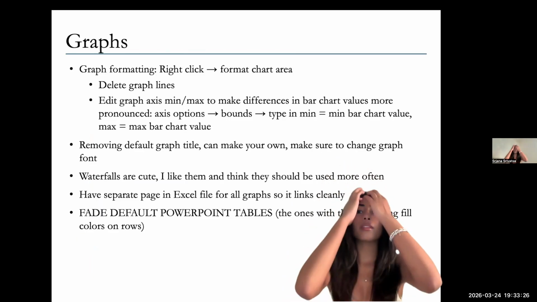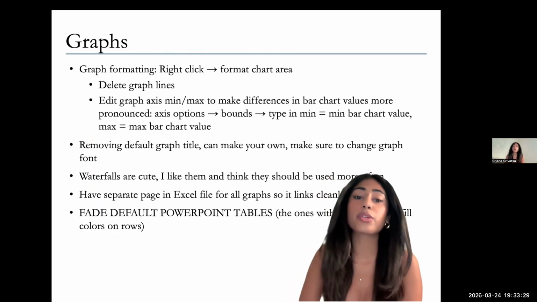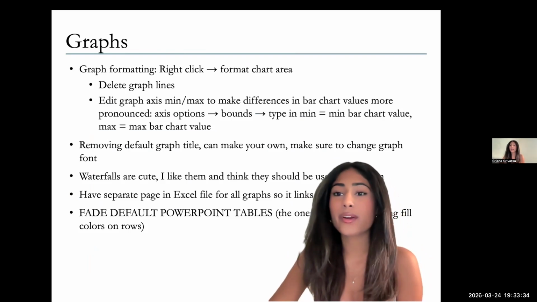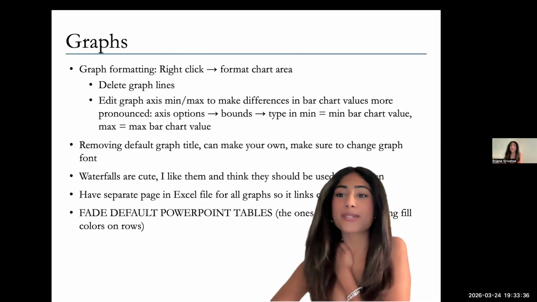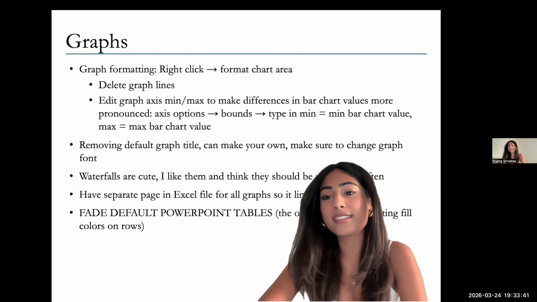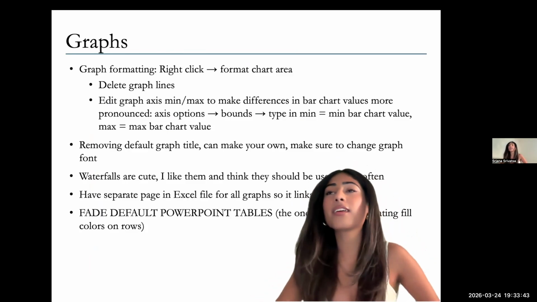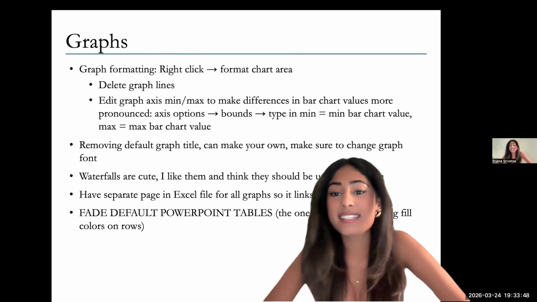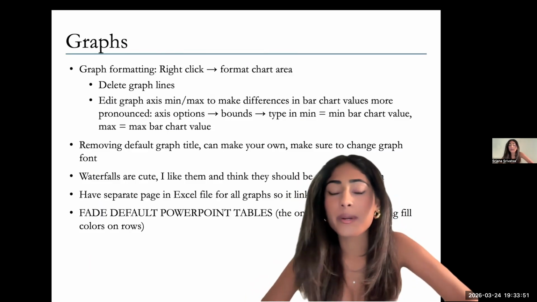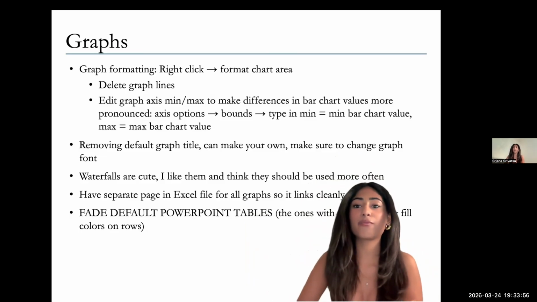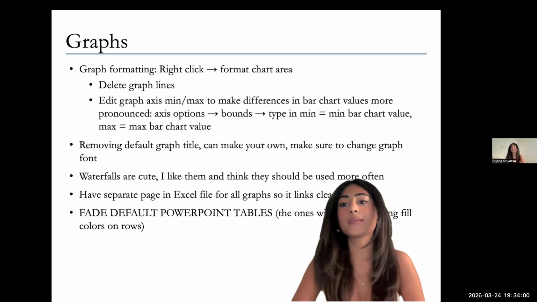In terms of some little reminders on graphs, you always want to delete the graph lines. And I know that when you're doing science fair, or you're taught in public school, that it's cheating if you edit the graph axes, like your graph always has to start at 0 to not be misleading. I think when you do stock pitches, that's not really true. You can probably edit the axis to make the bar chart value delta more pronounced between the two bars that you're comparing. So always edit the graph axis min and max to make those differences pronounced. And you can just do this when you go to axis options and bounds.